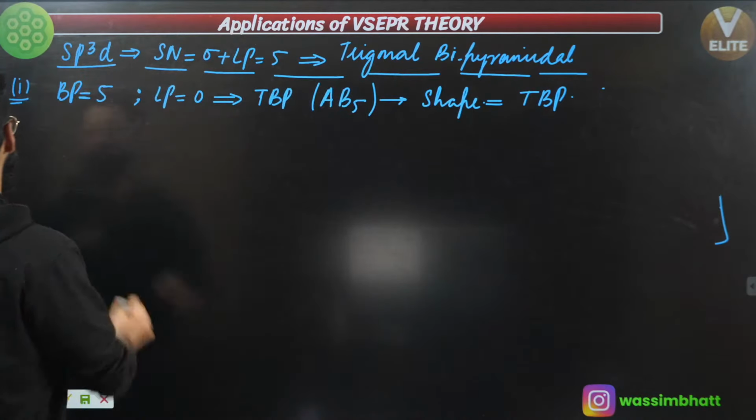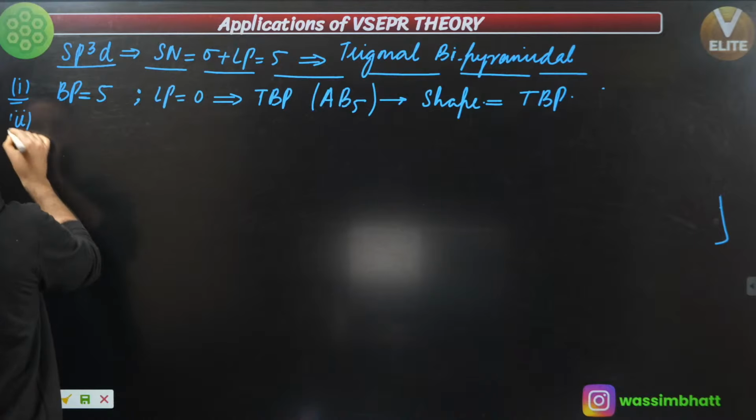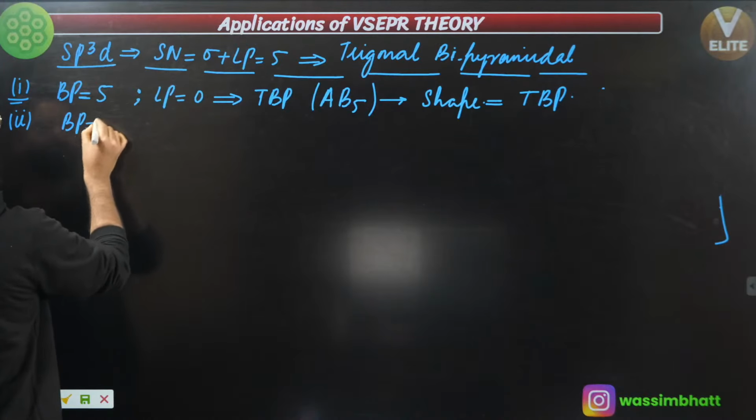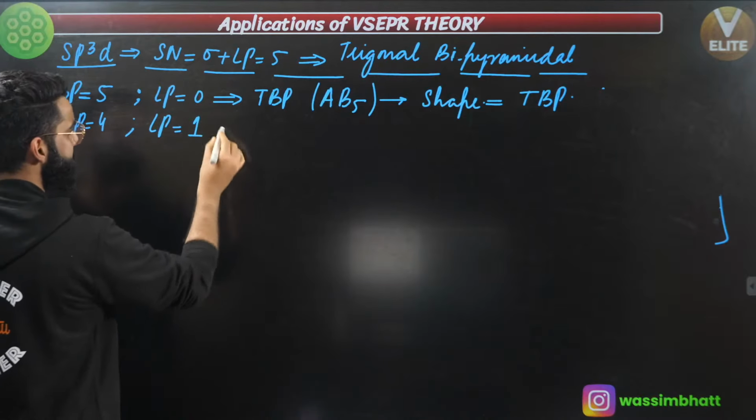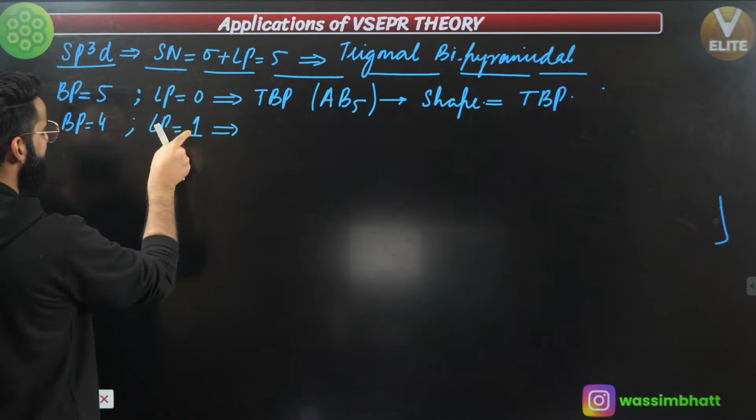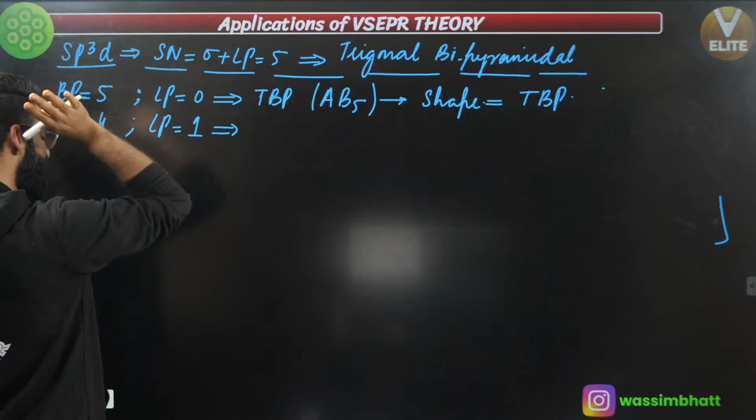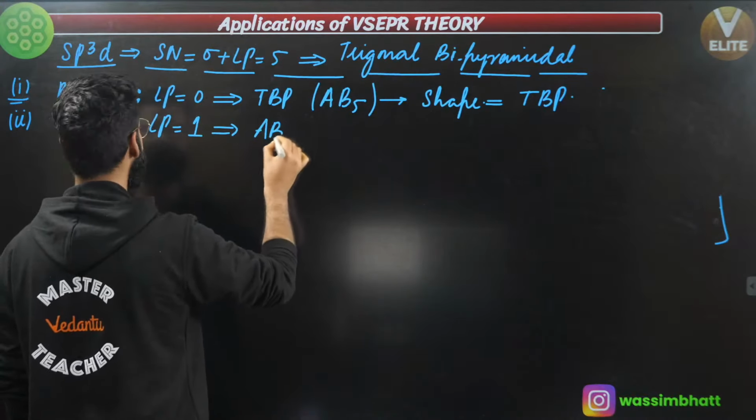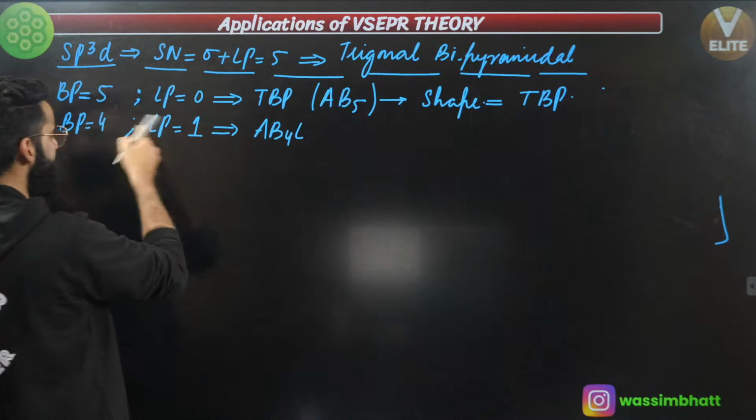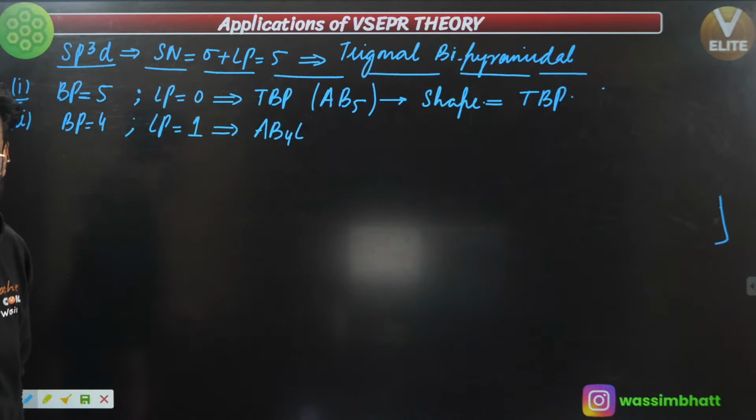Now, one more case. Let's say I've got the molecule in which bond pairs are 4, lone pair is 1. Yes? So first thing, 4 plus 1, 5, steric number 5, that means sp3d, correct? So how do I represent it? I'll be representing it like this, AB4L1. Yes, this is how I'll be representing it.